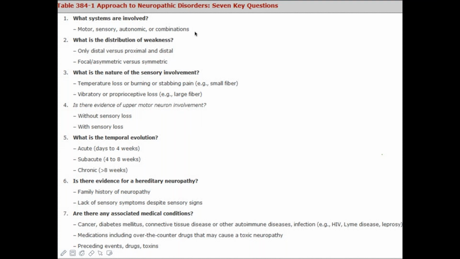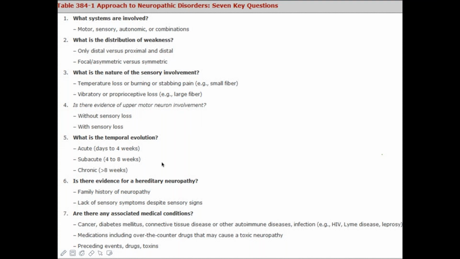Second is, what is the distribution of the weakness? Is it proximal weakness or is it distal weakness? Then is it symmetric, focal, asymmetric, versus symmetric? The distribution of the weakness. Then nature of the sensory involvement, if there is sensory involvement, is it the long tract, large fiber, vibratory or proprioceptive loss, or the small fiber, temperature loss, burning? See, you understand the modality of investigation will also vary. Now, is there evidence of upper motor neuron loss with or without sensory? That also becomes very important.